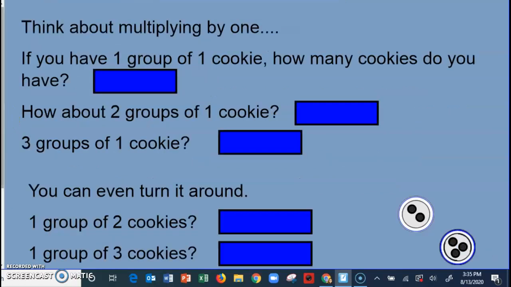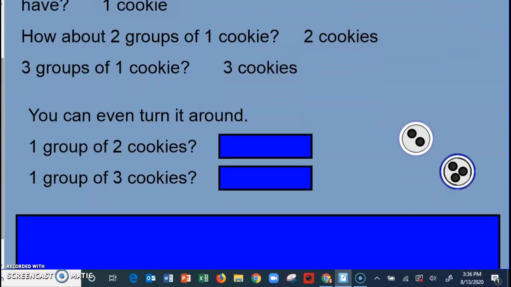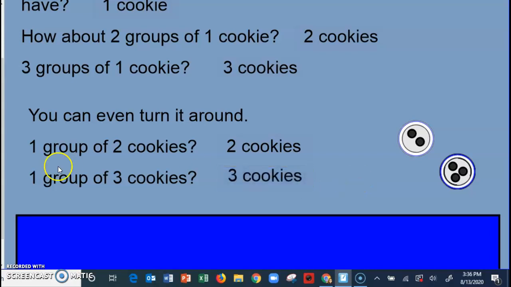Let's move on and think about multiplying by 1. If you have 1 group of 1 cookie, think about 1 plate of 1 cookie. How many cookies do you have? 1, right? What if you have 2 groups of 1 cookie? You've got 2 plates, 1 cookie each. 2 cookies. 3 groups of 1 cookie, 3 cookies. We could turn that around even and say I've got 1 group of 2 cookies. Still have 2, right? Or if I have 1 group of 3 cookies, it means I've got 3 cookies.